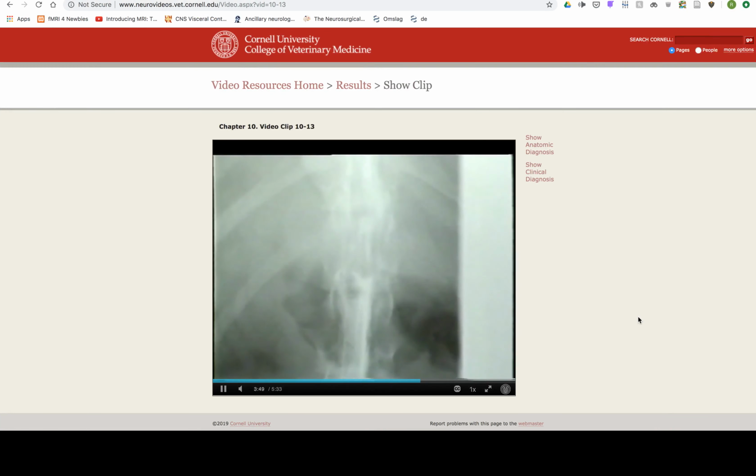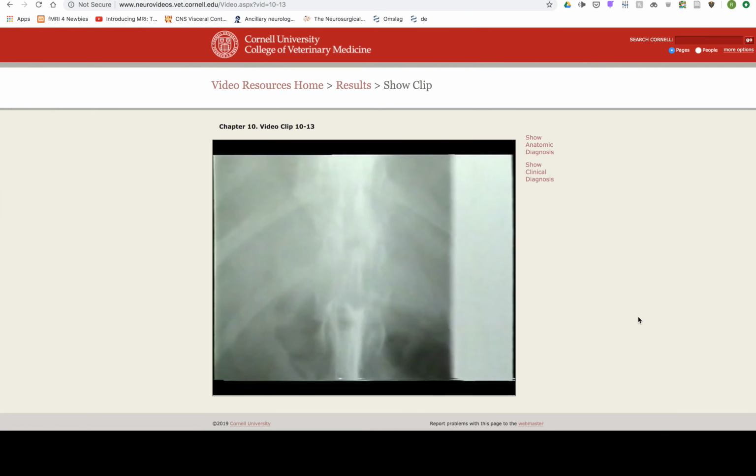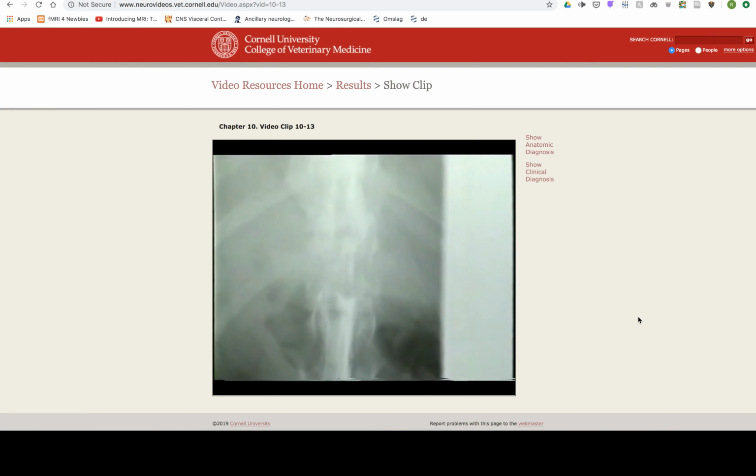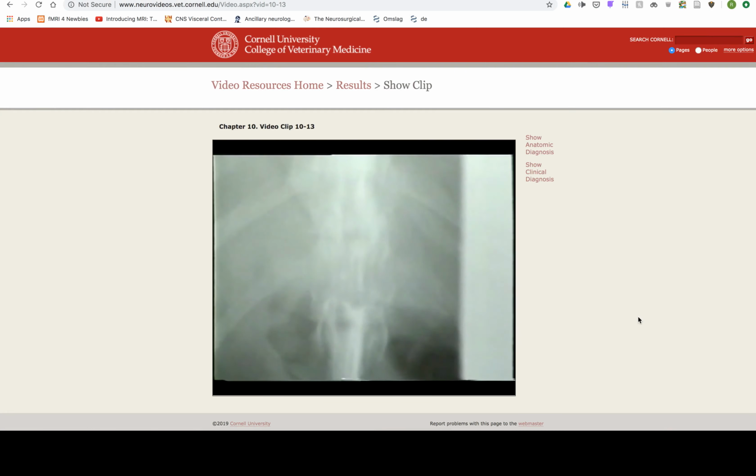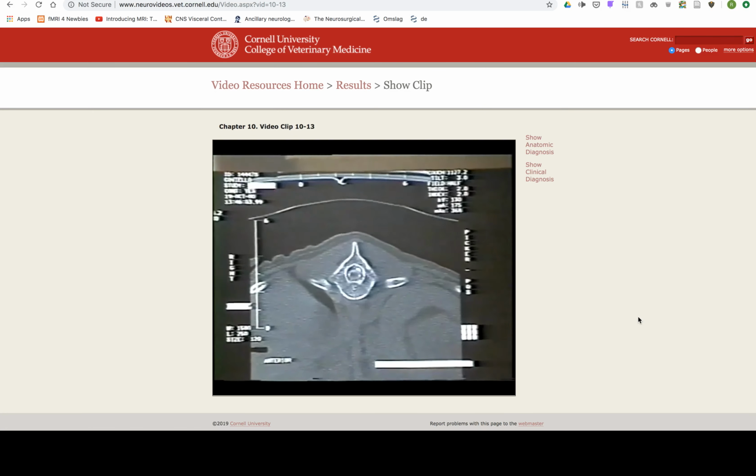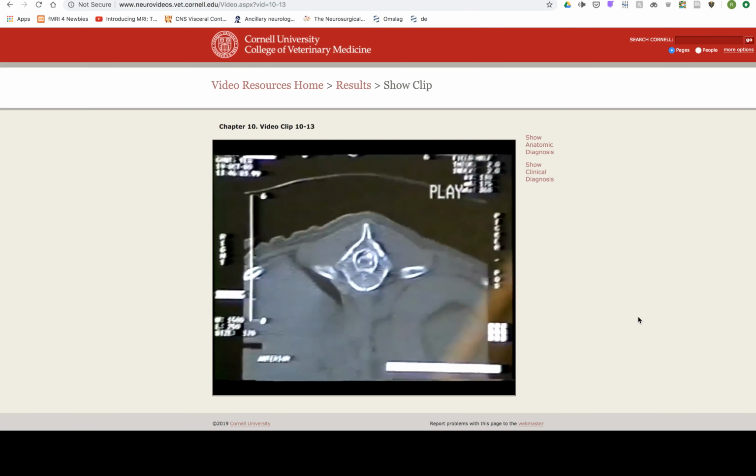Video 10-13 shows another dog with a nephroblastoma. This is Caleb, a 6-month-old castrated male Visla with a history of 10 days of rapidly progressive difficulty in the use of his pelvic limbs that started in the right pelvic limb. The video includes the myelogram that shows an intradural extraparenchymal mass at the level of the 13th thoracic vertebral foramen.